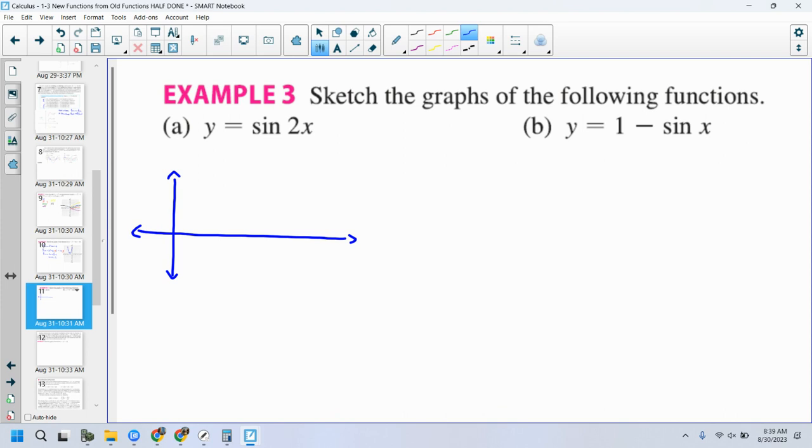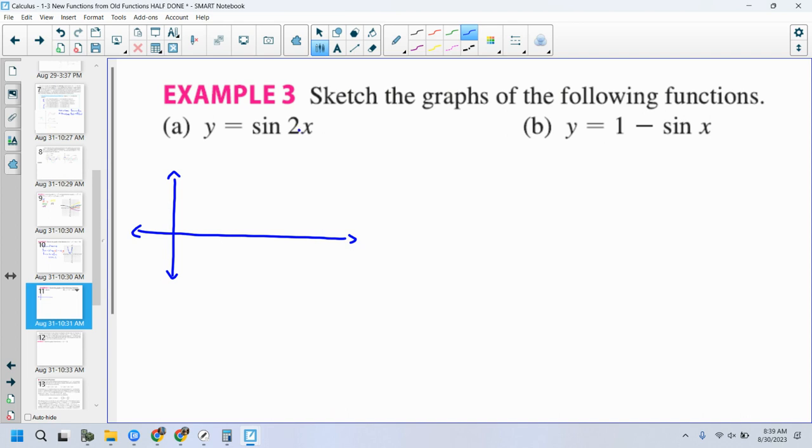Okay, sine 2x. First off, what type of transformation is that? Is it happening on the outside of sine or on the inside of sine? Inside. Horizontal something, right? Now, am I adding to x or multiplying to it?